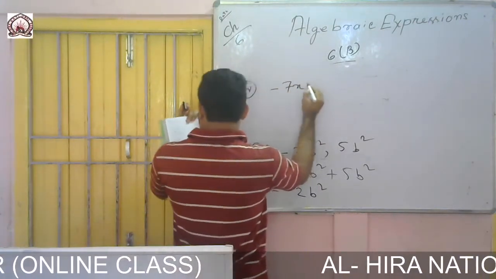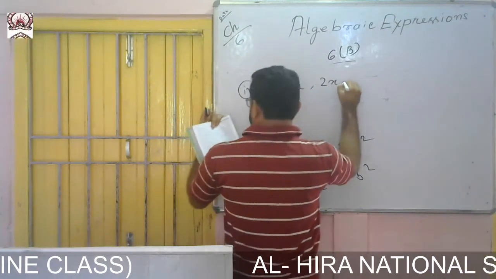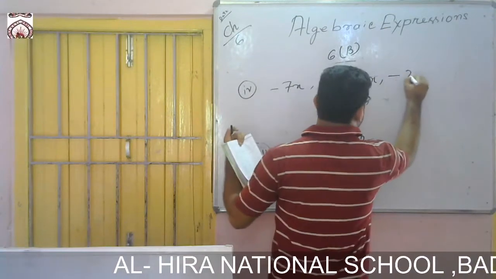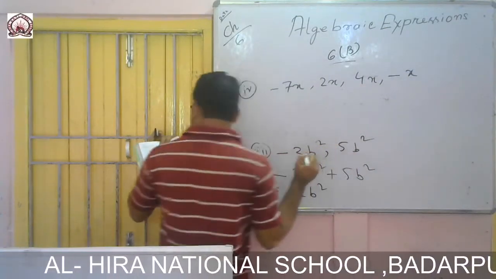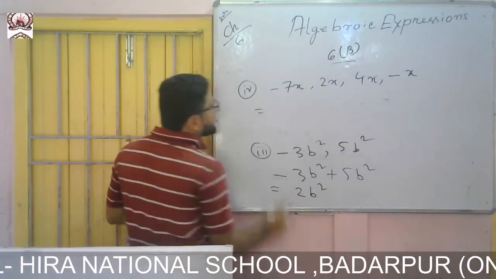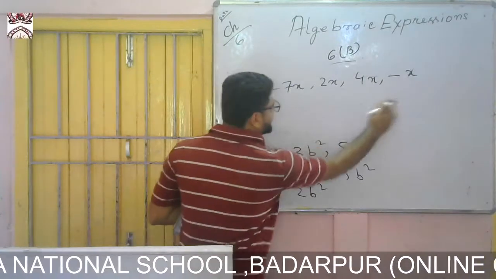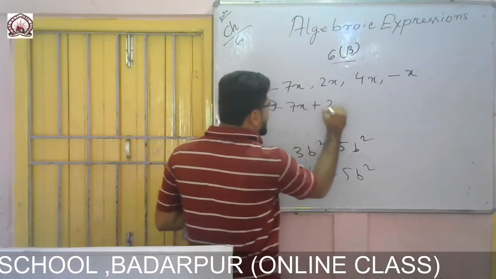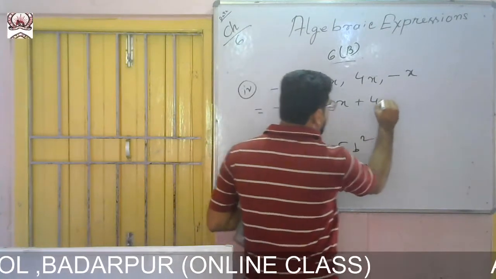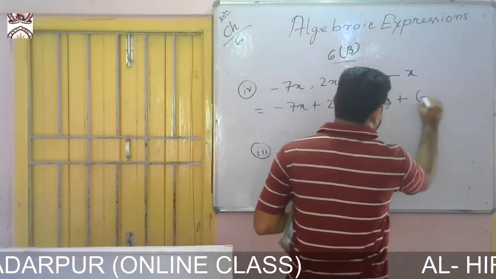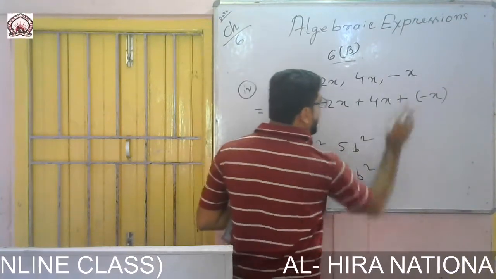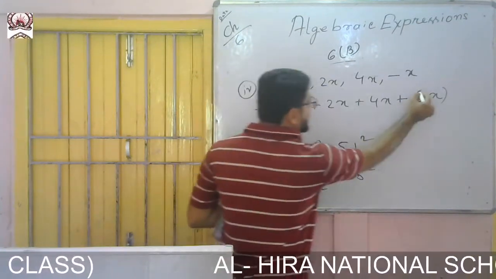Minus 7x, comma, twice x, comma, 4x, comma, minus x. So you see here, minus 7x plus twice x plus 4x plus minus x. Why have I given brackets? Because two operators we cannot write at a time, so we have separated them.